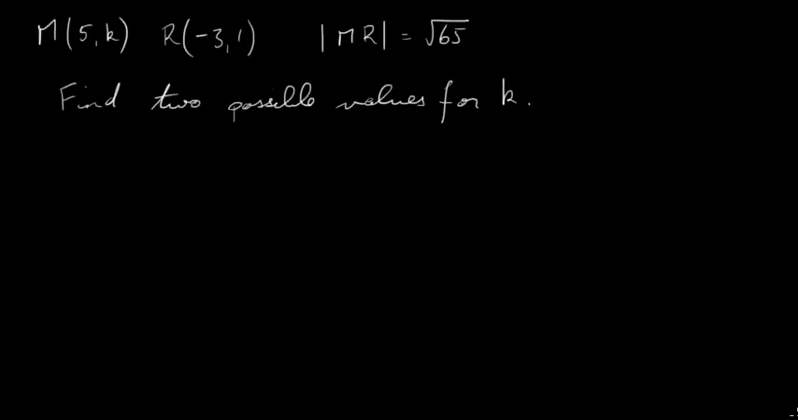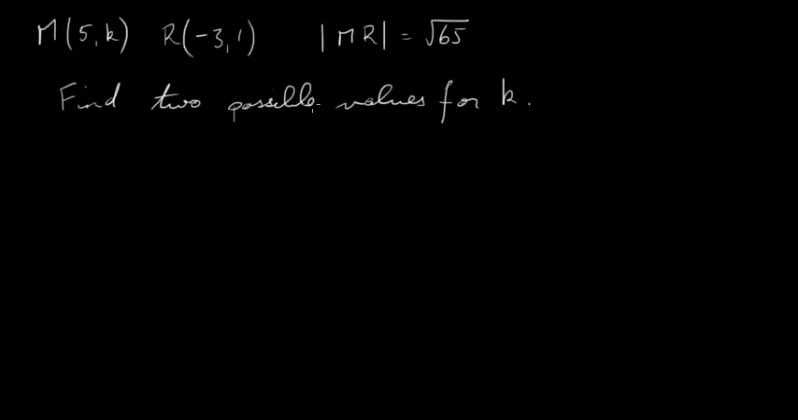Okay, so in this video we're going to solve a particular problem involving the distance formula. What we're given, in fact, is a point M which is (5, k). We're not told what this part of the coordinate is, and a point R which is (-3, 1), and we have to find a value for this particular k.